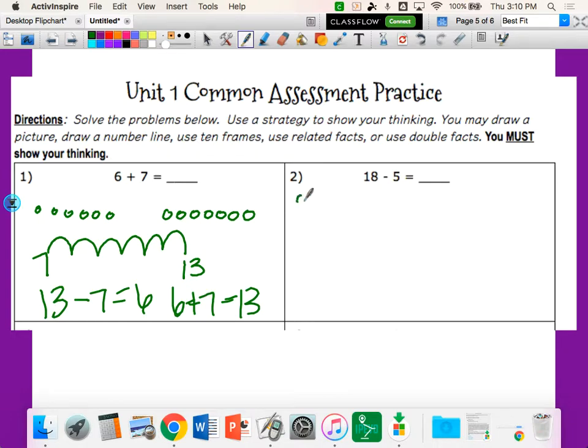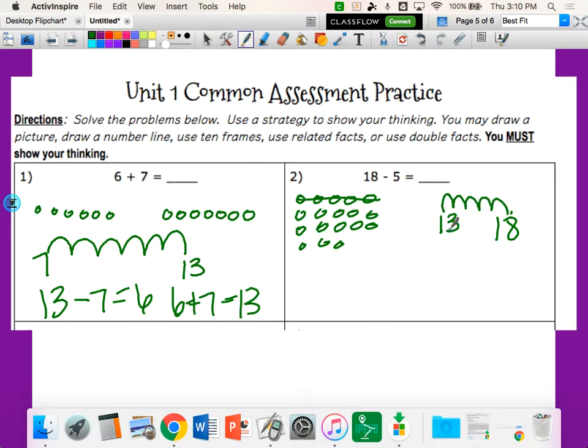But here, again, they could have drawn a picture of 18 circles and taken out 5, and that would have left 13 as well. They could have counted back. So if we start at 18, count back 5: 18, 17, 16, 15, 14, 13. Any of those strategies work well. They could have done a number line. Again, related fact: if I know that 13 plus 5 equals 18, then 18 minus 5 must equal 13.